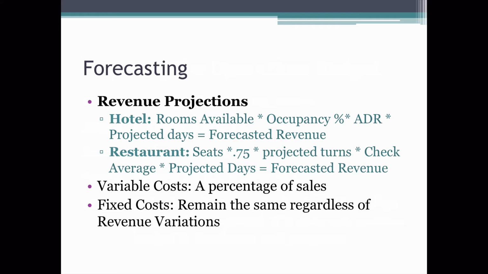And then we have projected turns, and what that is is how many times you're going to refill your restaurant. And usually most restaurants will have more turns for dinner than lunch. As we talked about in previous lectures, though, restaurants like McAllister's and Newt's are going to have more turns during lunch than dinner. So we're going to take seats times 0.75 times our number of turns, multiplied by the check average, multiplied by the projected days, and we get our forecasted revenue.